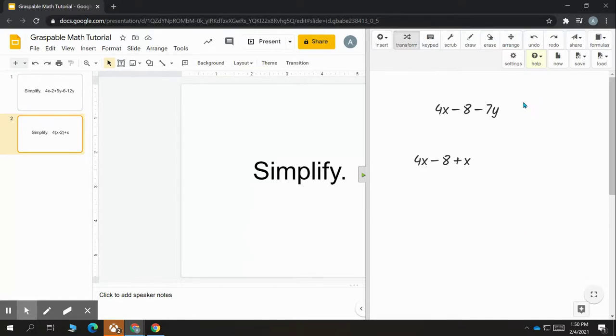Now I can use that concept of combining like terms, and I can move my plus x next to my 4x. So 4x plus x is 5x minus 8. So there's a quick little tutorial. If you need that extra help manipulating those algebraic expressions, make sure to use Graspable Math in order to solve your problems. Thanks, and happy solving!